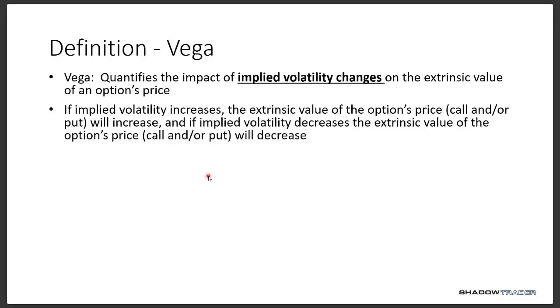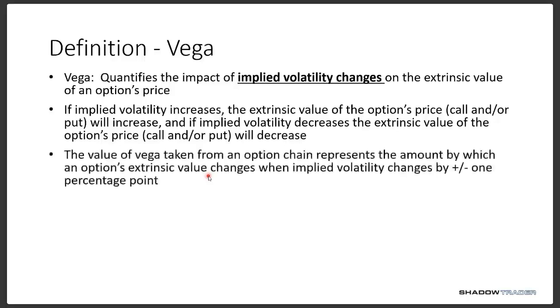We can use this to our advantage on options, depending on what side of the implied volatility curve that we look at we're on. The value of Vega taken from an option chain represents the amount by which, this is the definition, this is one you should read a couple of times, the option's extrinsic value changes when implied volatility moves by plus or minus 1 percentage point.